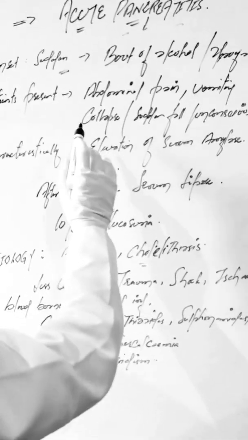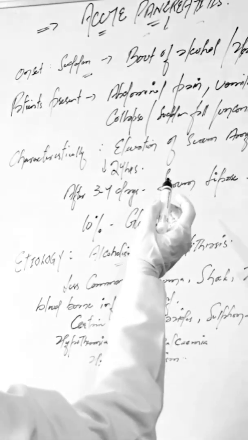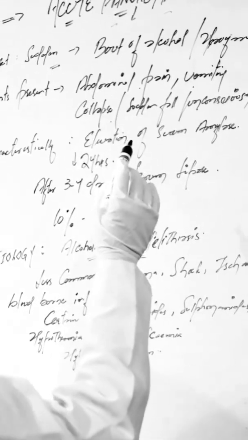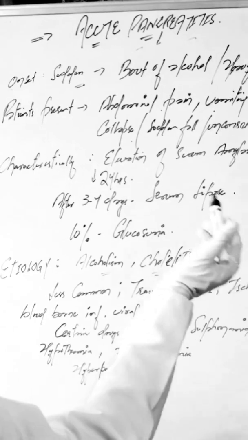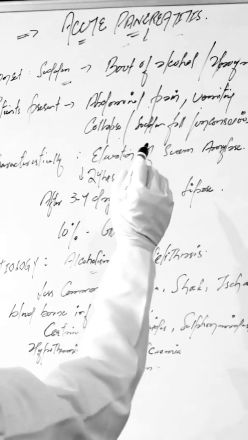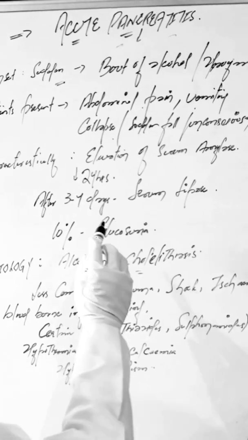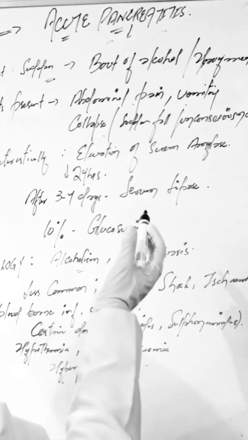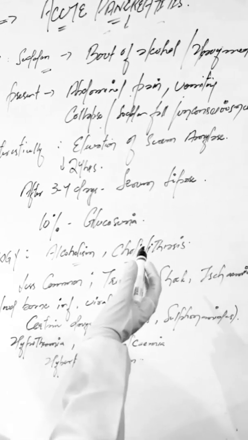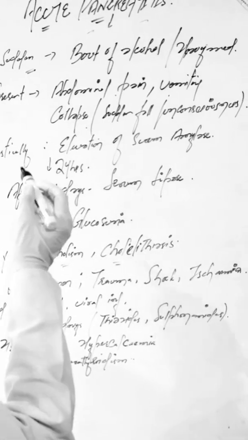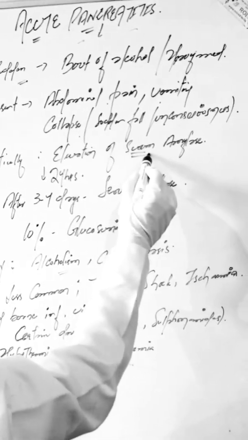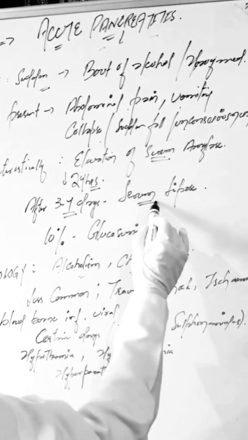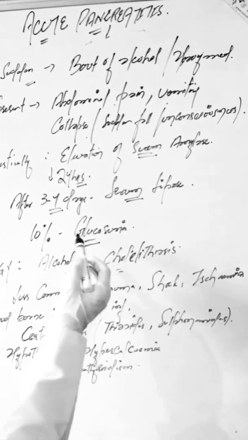What will the patient present with? The patient may present with abdominal pain, vomiting, or collapse. Now what's a collapse? The patient will fall down and become unconscious. Okay, but keep in mind that it must be differentiated from other diseases like, we can say, acute appendicitis, perforated peptic ulcer, acute cholecystitis, etc. Now characteristically, there is elevation in the serum amylase within the first 24 hours, and after 3 to 4 days the serum lipase rises and glucosuria is seen in 10% patients.